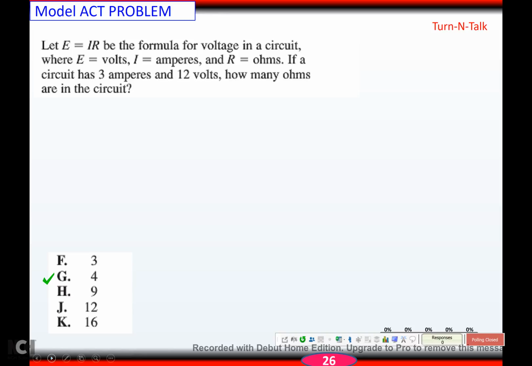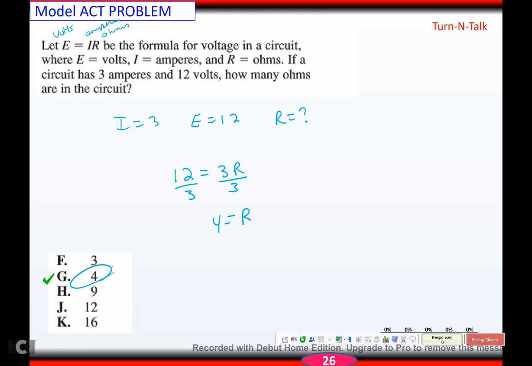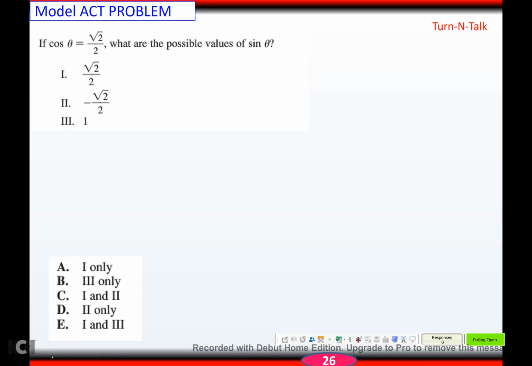Alright, and hopefully you got G. It says, let E = IR be the formula for voltage in a circuit, where E is volts, so if they give me volts, it's E. I is amperes, and R is ohms. If a circuit has 3 amperes, so they're giving me the I, and 12 volts, so they're giving me E equals 12, how many ohms, so they're asking me to find R. Well, I have 12 equals 3 times R, divide by 3, and R equals 4. Alright, try this one, hit pause, come back when you're ready.